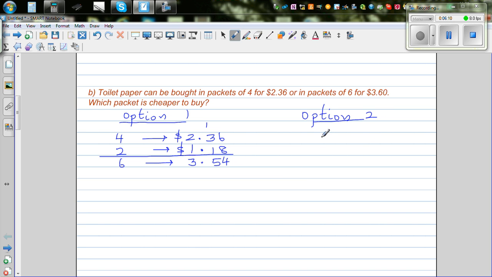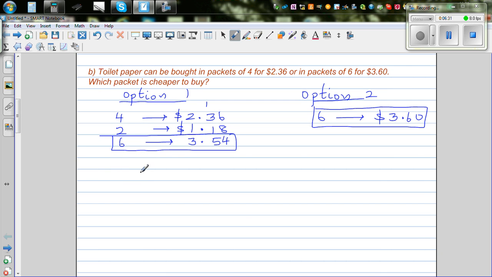For option 2, for 6, you get it for $3.60. So which is cheaper? For option 2, you get it for $3.60, and in option 1, you get 6 packets for $3.54. Or a different way of doing it: for option one, four you get for $2.36. So I'm going to find for 12 if you buy three packets. So this is times three.